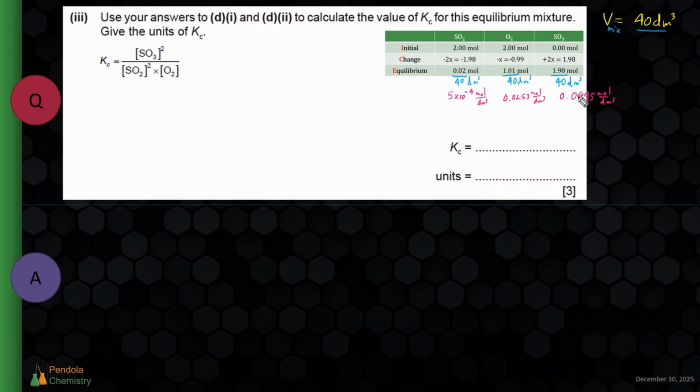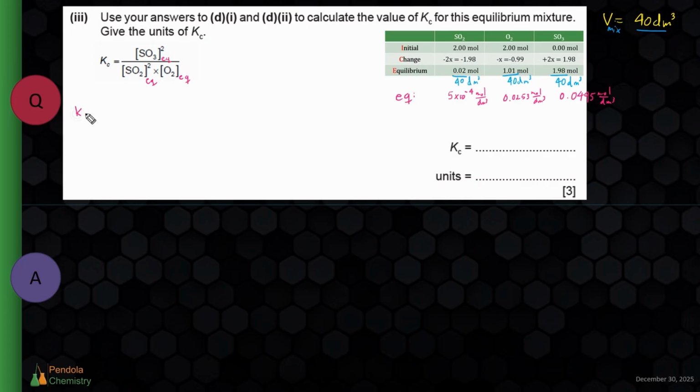Once we have these concentrations, now we can use them in our equation, because these are still at equilibrium. Again, these are concentrations at equilibrium, all of them, not initial concentrations. So we don't use the first row, we use the third row. But they do have to be concentrations.